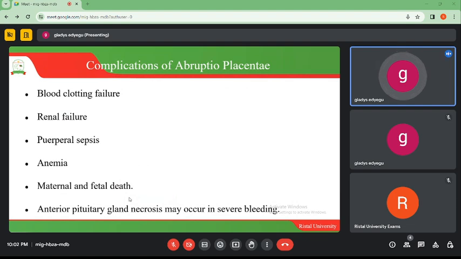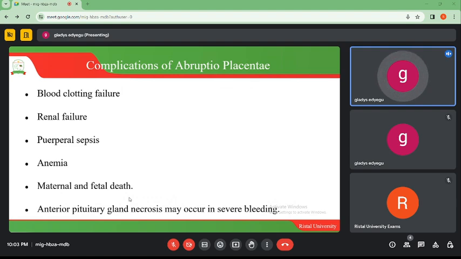We talked about the complications of placenta previa, and here we are also talking about the complications of abruptio placenta. What are they? There is blood clotting failure. The blood may fail to clot. Then we have renal failure. We can have sepsis, just like in placenta previa. We can also have anemia, just like in placenta previa.